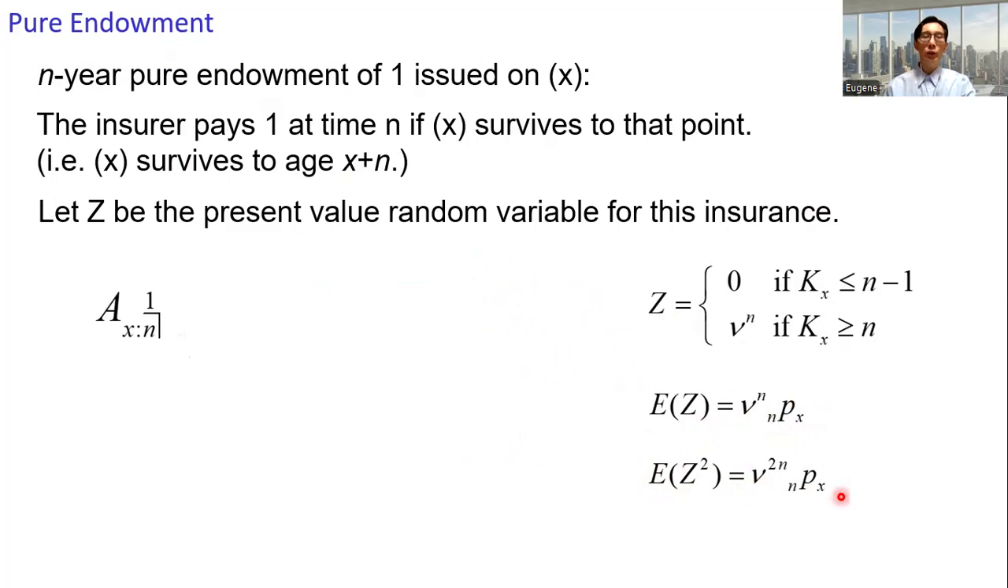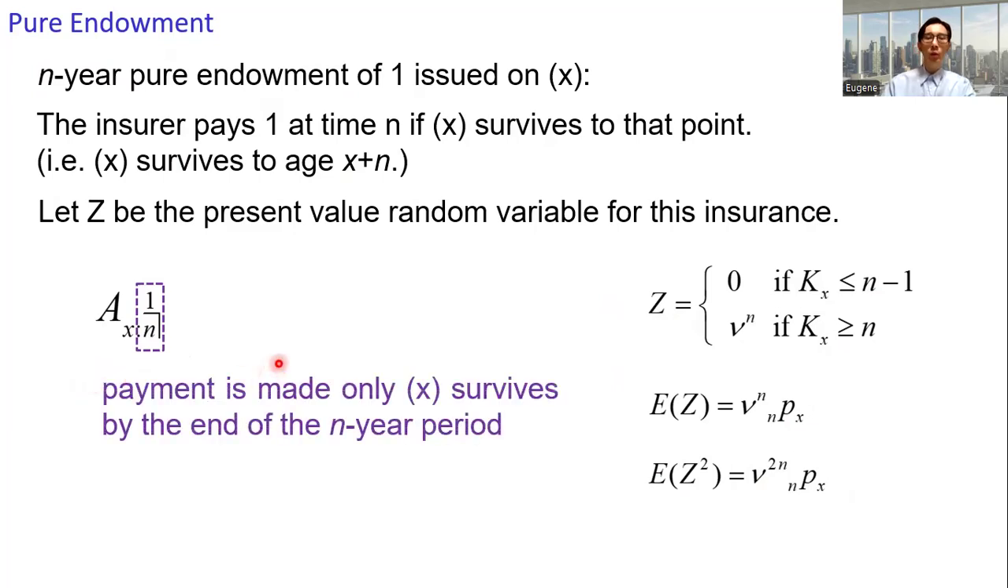In actuarial notation, we have the big A notation, A x angle n, with the 1 above the n. This indicates that the payment is made only if the individual survives to the end of the n-year period. A more convenient notation is nEx, where E stands for endowment.